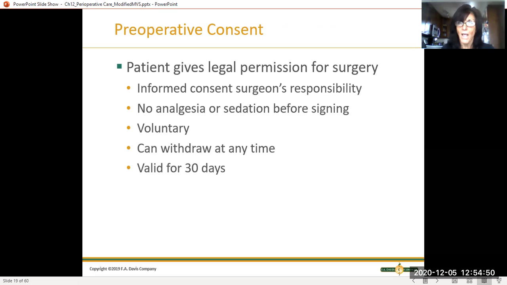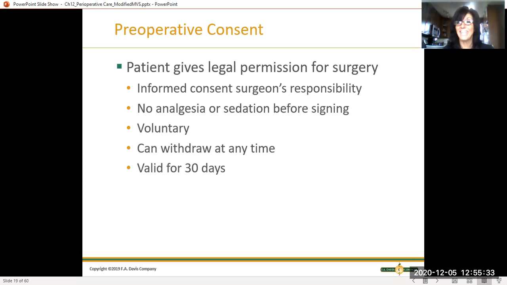The patient must give legal and written permission for surgery. This is informed consent. That means that the surgeon, not you, the surgeon has to explain, what are we doing? What kind of procedure are we doing? Why are we doing it? Are there alternatives to the procedure? In other words, could we manage this situation medically with medication, or must you have the surgery? What are the complications of the surgery? What are potential consequences? What could happen, up to and including the D word, death? That is the surgeon's responsibility, to explain all of that.